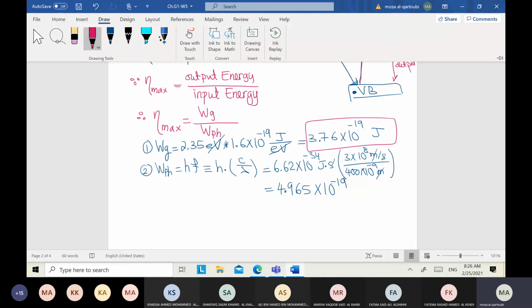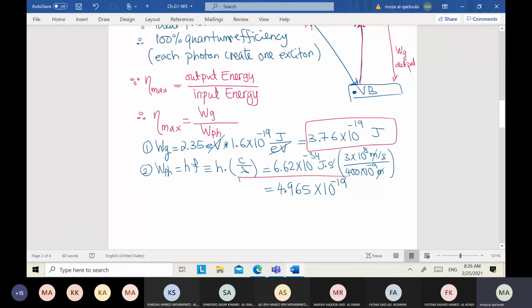So which one is greater than the other? We said we have an ideal photodiode, so we should find the energy of photon greater than the energy of band gap. That's okay now. Energy of photon equals 4.96, approximately 5, and energy of band gap equals 3.7, approximately 4. So yes, we have 100% quantum efficiency with an ideal photodiode.